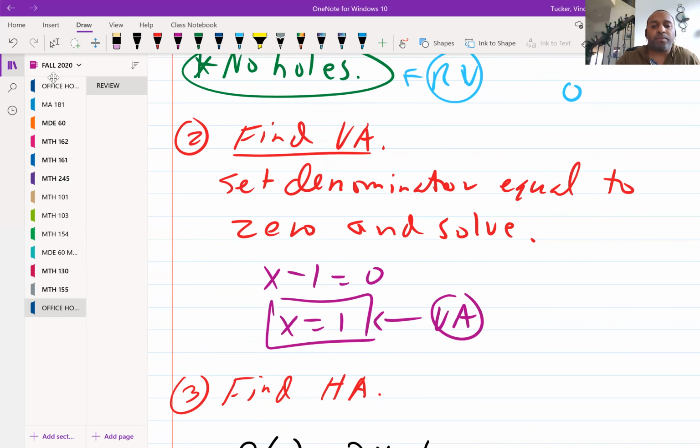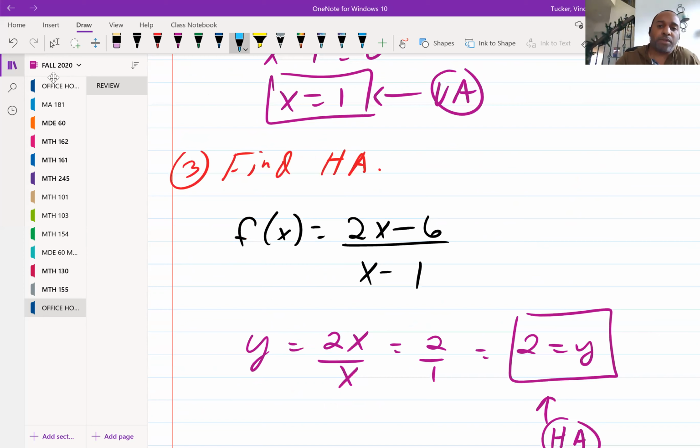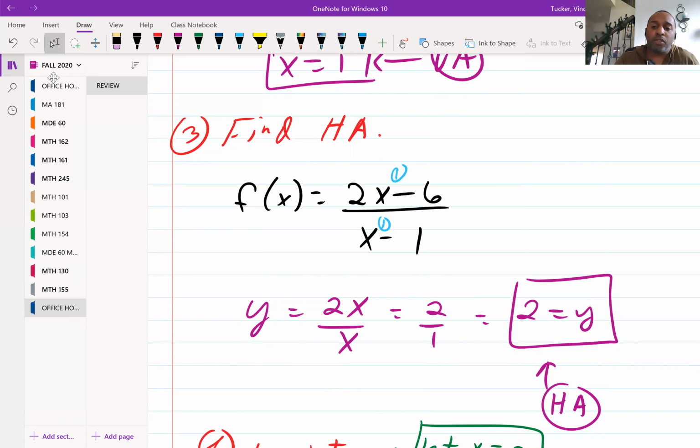Horizontal asymptote: the highest power of x in the numerator is 1, and the highest power of x in the denominator is 1, they're both the same. So I will operate this way: 2x over x is just 2 over 1. And so that's 2. My horizontal asymptote is y equal to 2.